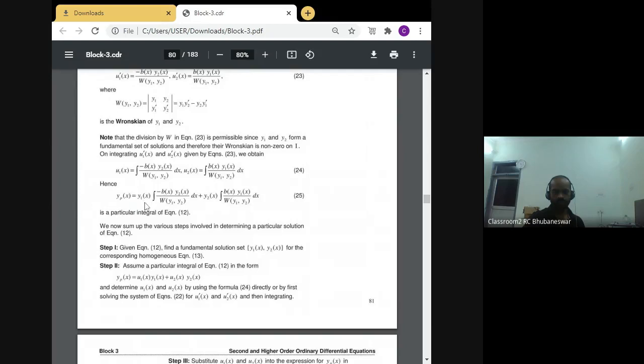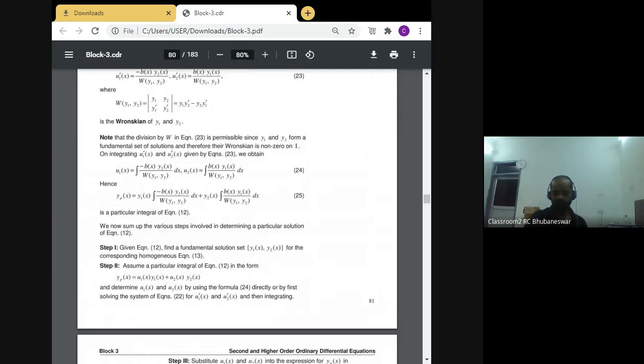Here y1 and y2 in the particular integral are the solutions of the homogeneous differential equation, whereas u1 is minus the integral of y2 into the right-hand side, dx, divided by the Wronskian determinant, plus y2 into the integral of y1 into the right-hand side, dx, divided by the Wronskian determinant W. This formula is useful whenever we solve a non-homogeneous differential equation.